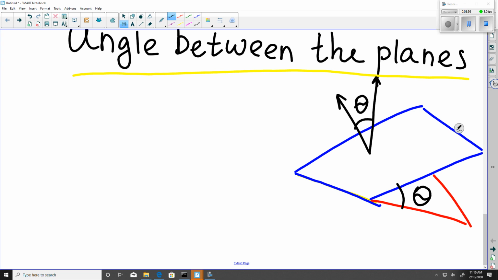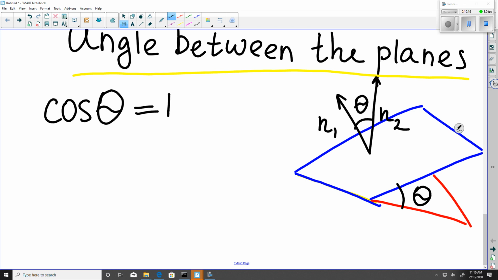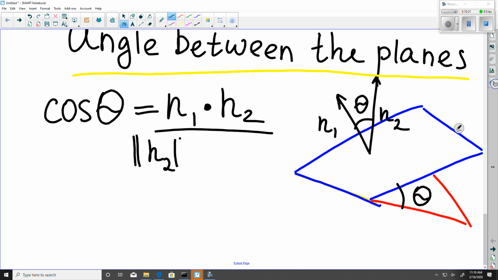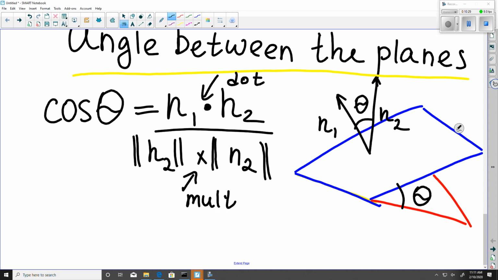I said that the angle between the planes is the same as the angle between the two vectors, let's call them n1 and n2, which are perpendicular, or they're called normal vectors. And now the formula, maybe the formula is already known to you. Maybe you remember this. Anyone knows? Formula between the two vectors? Yes, we know at least something familiar. This is the dot product, and this is multiplication. Let's also put absolute value, just to eliminate any of the minuses.